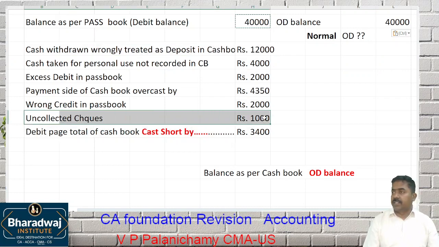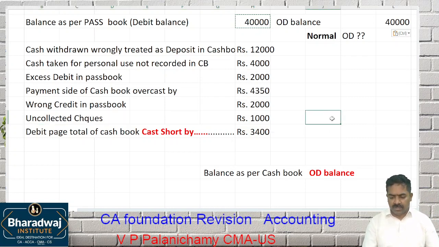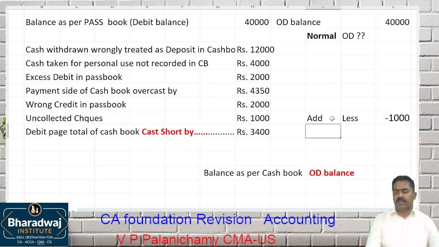For example, uncollected checks. What do you mean by uncollected checks? Customer has deposited. Okay, you would have added, but we have not collected, we have not added. So normally what should we do? Add it. Since it's OD balance, we should reduce it. Like this you think.